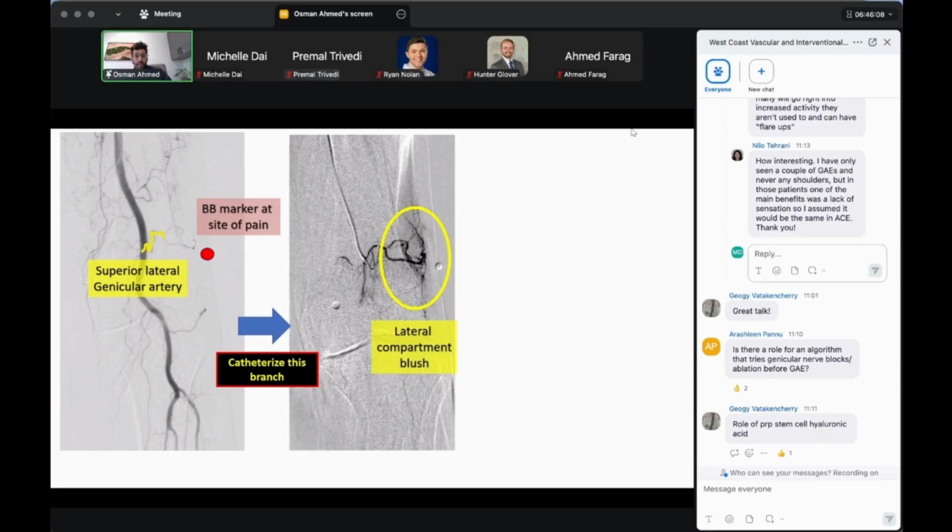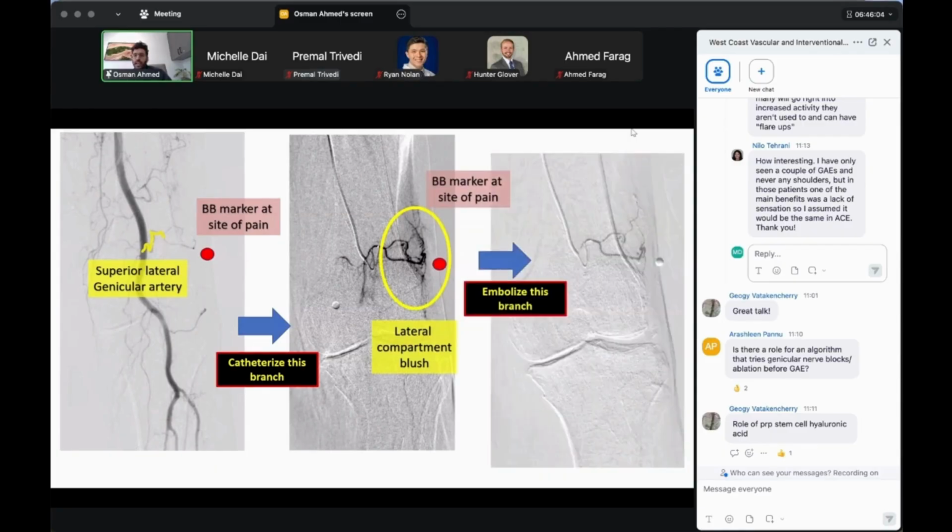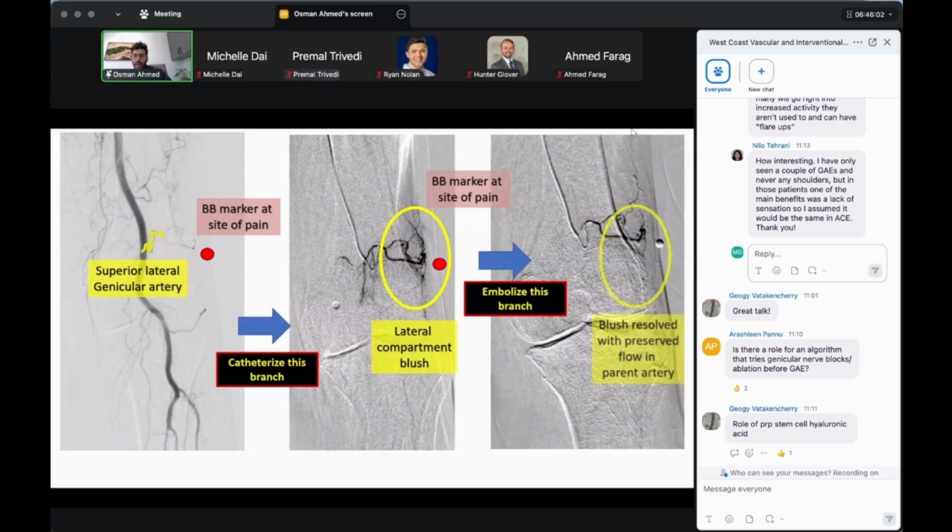And you can see this is pretty close to that BB marker as well. So we're going to go ahead and embolize this branch. And you can see here, post-embolization, tiny amount of embolic. We see that blush has been resolved, and we have preserved flow in the parent artery.